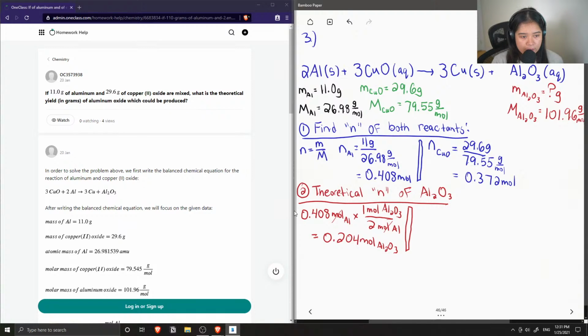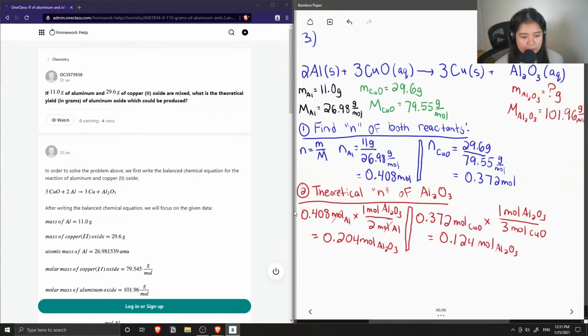And now let's do the same thing for the copper 2 oxide. So there are 0.372 moles of copper 2 oxide, and we know that 1 mole of aluminum oxide is produced for every 3 moles of copper 2 oxide. So now we have 0.124 moles of aluminum oxide formed if all of the copper oxide reacts.